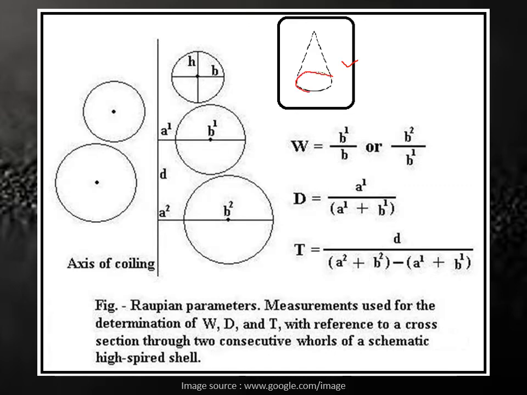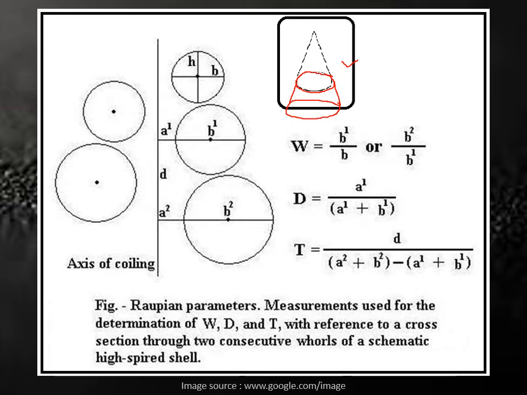So after this is the aperture opening, and after some time it will grow in this direction and the aperture shifts here. So in this way the conical shell of mollusca will grow. Now for hypothetical purposes we consider this aperture as a generating curve. For hypothetical or mathematical calculation we call this aperture as generating curve.